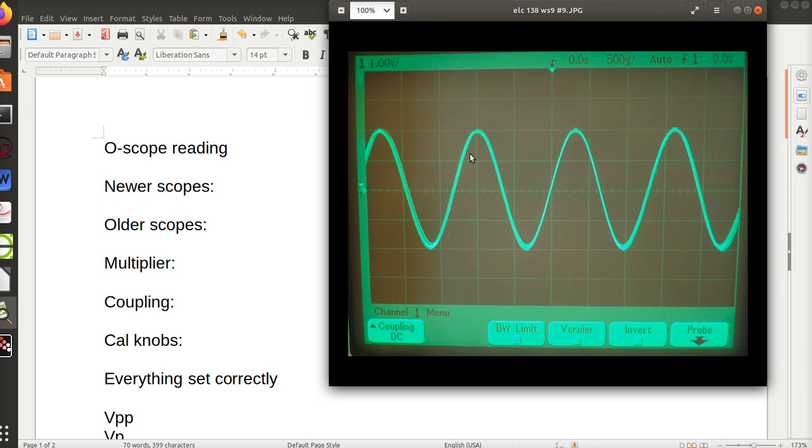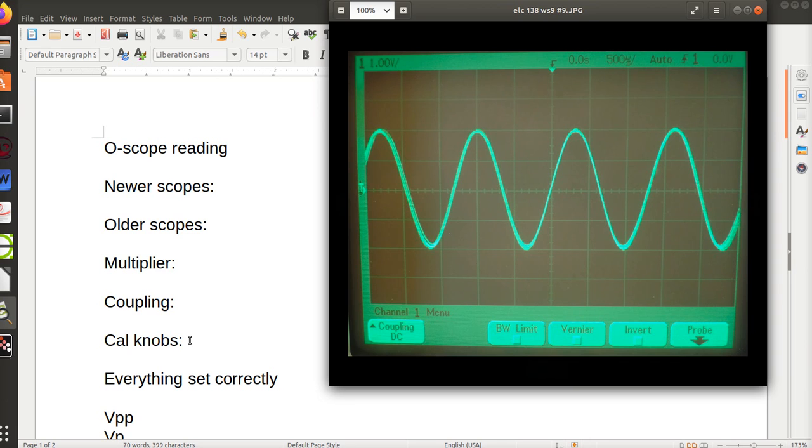So you can read AC on DC coupling. Normally that's where you start, on DC coupling. If your DC level is so small and your AC level is big enough, then you would go to AC coupling to make a reading. In this case, we're going to read an AC waveform on DC coupling.